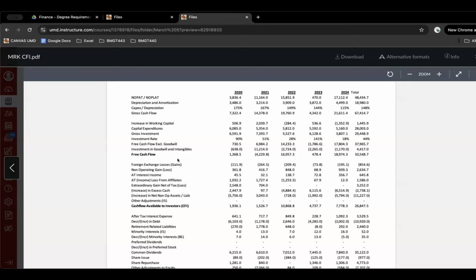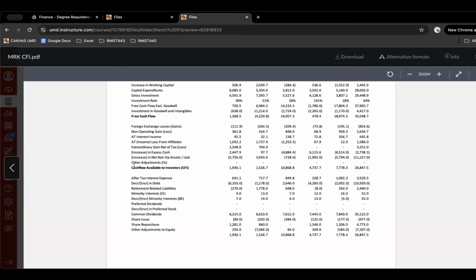Their investment in goodwill and intangibles is negative across all years besides 2021, which was 11 billion, and that was a cash outflow. So they must have acquired a company in 2021, whereas in 2022 to 2024, they actually had positive cash inflows from goodwill and intangibles. My guess would be that they divested parts of a previous acquisition. That left them with free cash flow of 33 billion in total, most of that coming from 2024 because they had 19 billion, and 2022 they had 17 billion, with the rest of the years being either negligible or negative at 4 billion in 2021.